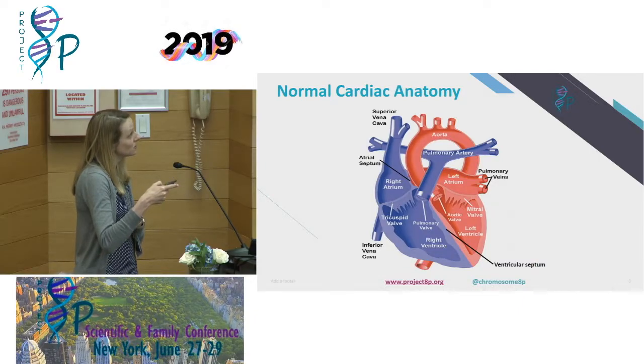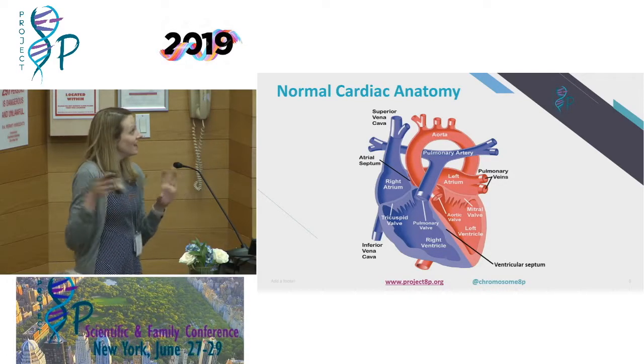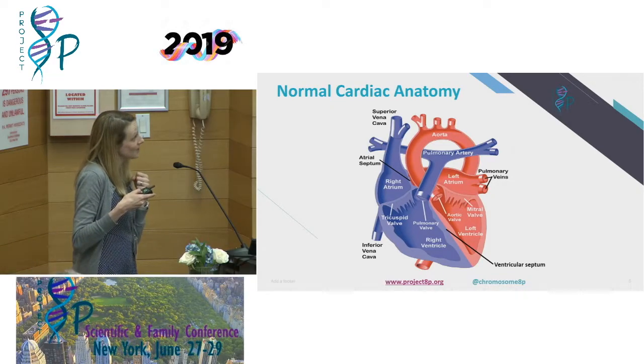The blue blood goes from the right atrium into the right ventricle through a valve called the tricuspid valve. And then the right ventricle squeezes and pumps the blood out through the pulmonary artery, which is the big artery that takes the blood out to both of the lungs. In the lungs, the blood picks up oxygen, and then it comes back to the left side of the heart through pulmonary veins, into the left atrium, through another valve called the mitral valve, into the left ventricle.